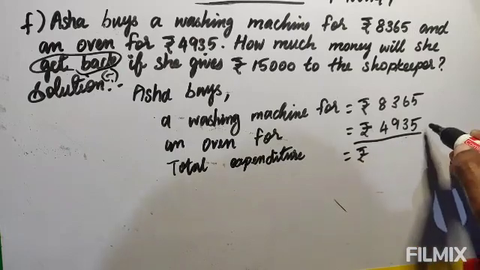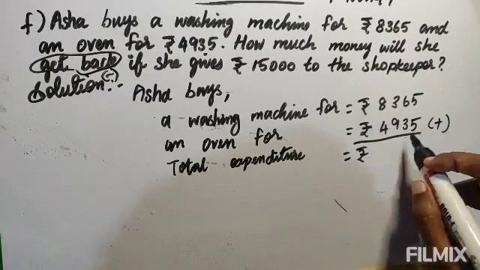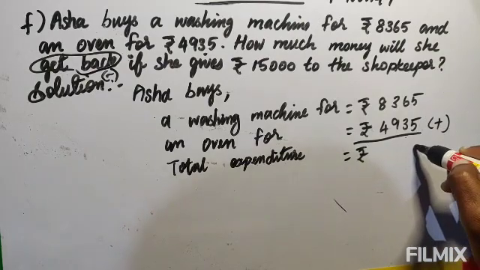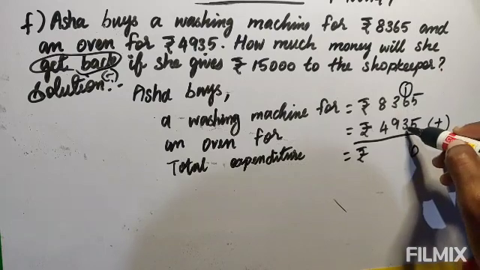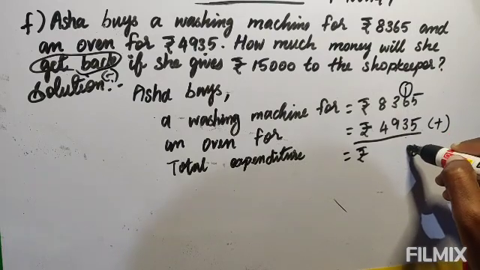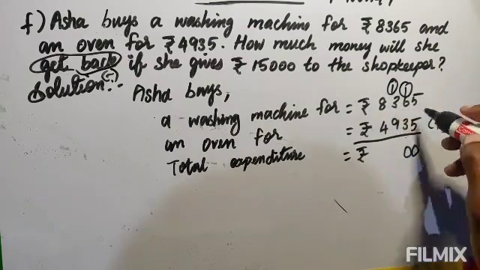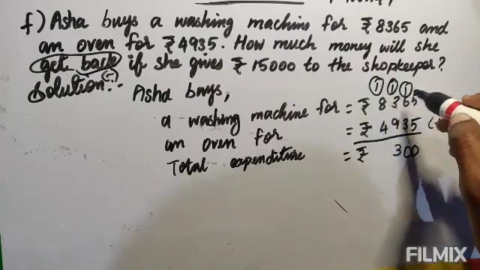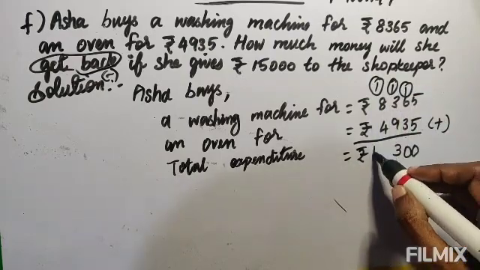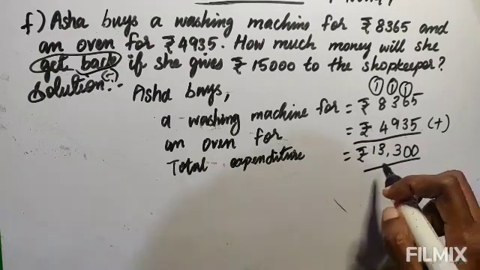Okay, now the total expenditure. So how much she spent, you have to add and find out. So 5 plus 5, 10. So 0 you will write, 1 you will carry here. 6 plus 1, 7, 7 plus 3, 10. So 0 you will write here, 1 you will carry here. 9 plus 1, 10, 10 plus 3, 13. So 3 you will write here, 1 you will carry here. 8 plus 1, 9, 9 plus 4, 13. So the total expenditure is 13,300.